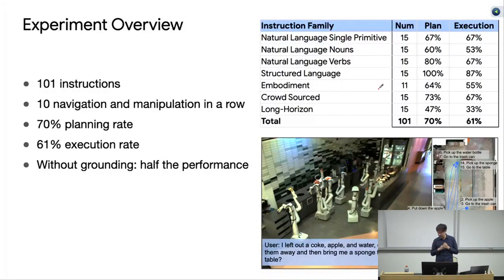So we have done comprehensive quantitative evaluations. Overall, we have evaluated over 100 instructions. Many of these are long horizon instructions that involve over 10 navigation and manipulation skills in a row. We achieved a 70% planning success rate and a 61% execution success rate. Overall, if you multiply them together, the success rate is about 40-50%, not particularly high. But without the grounding, we can only achieve half of that performance.